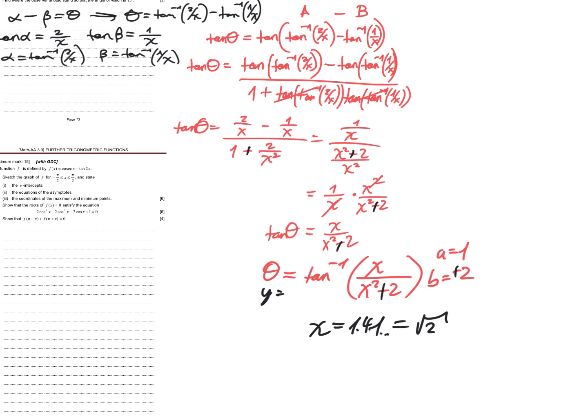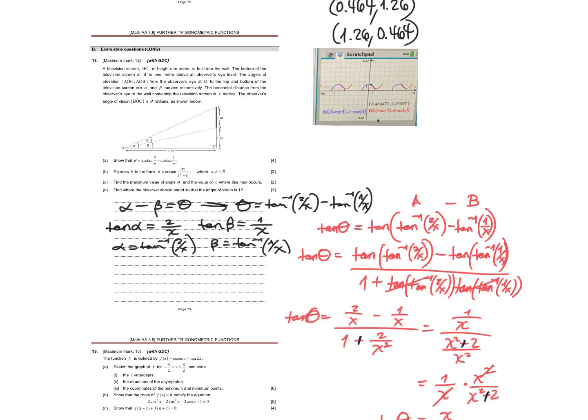Don't worry about it if you didn't know it. And then theta, rather, is 0.3398. So now for D, find where the observer should stand.